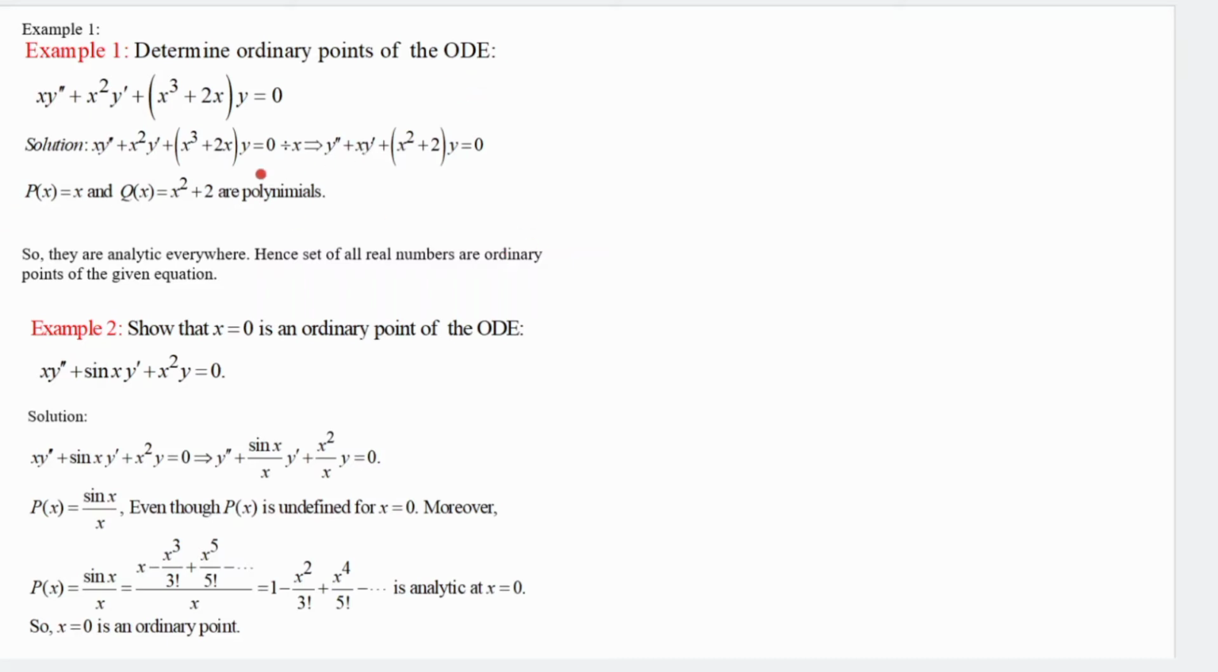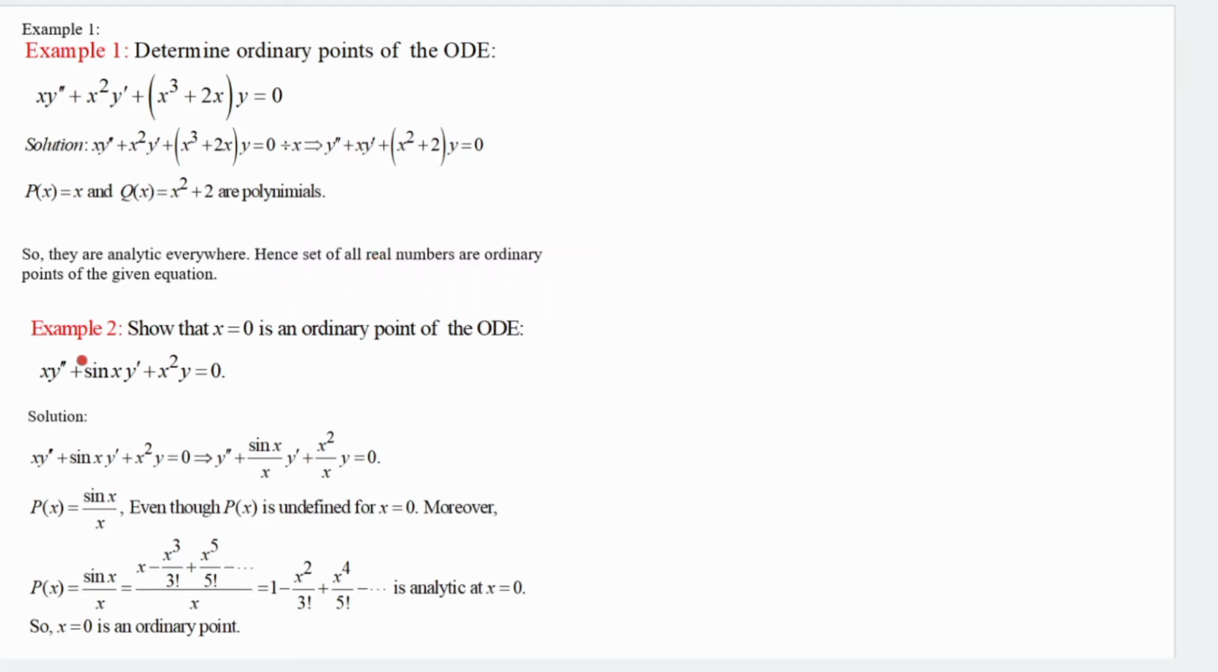So now we can say that here our p of x is x, and our q of x is x squared plus 2. So x and x squared plus 2 are polynomials. You know that a polynomial function is always differentiable and continuous. So that means there are no singular points. So we can say that the set of all real numbers are the ordinary points for this differential equation. There are no singular points.